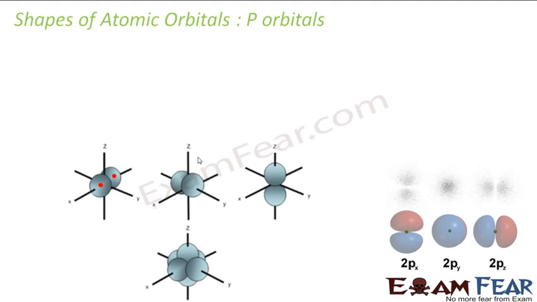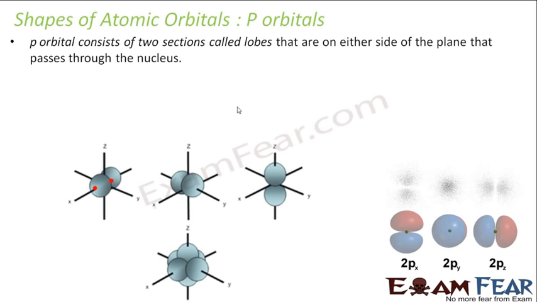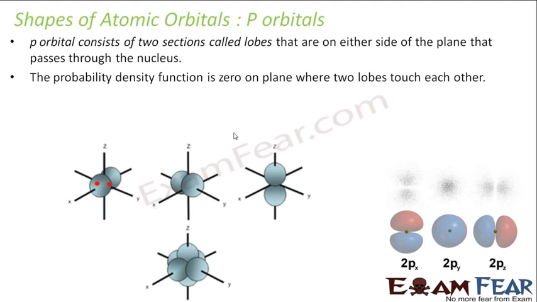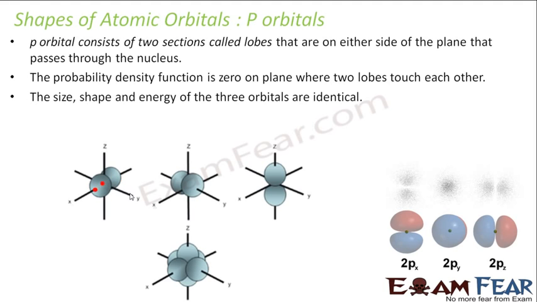Let's take the p orbitals. P orbitals look like this. You see, the electrons can move anywhere. There are 2 electrons in these p orbitals, just as in the s orbitals we had only 2 electrons. And it has 2 sections called lobes. So you see, there are 2 lobes on either side of the plane. The probability density is 0 on the plane where the 2 lobes touch each other. At this place also, the probability of finding an electron is 0.